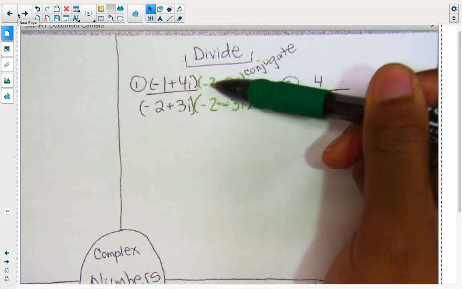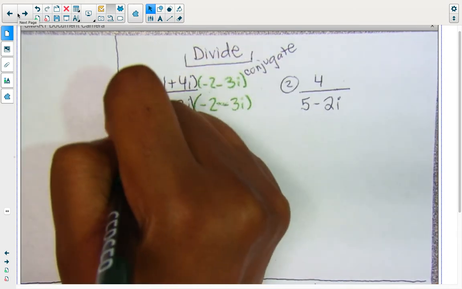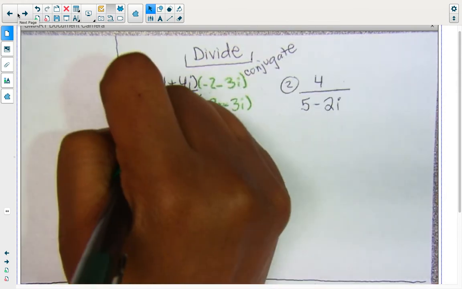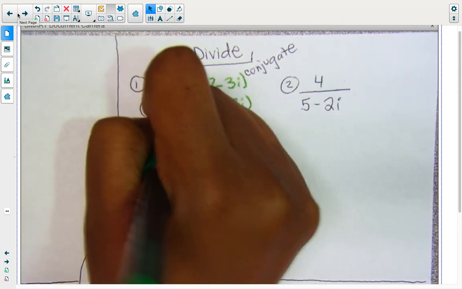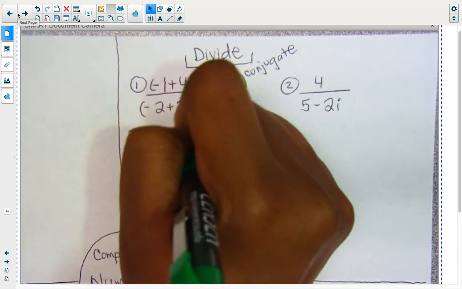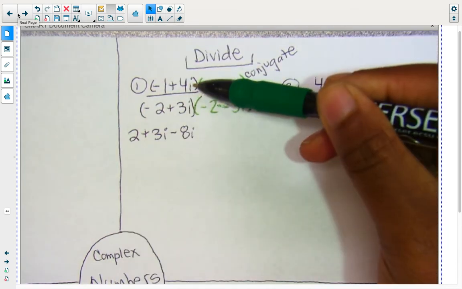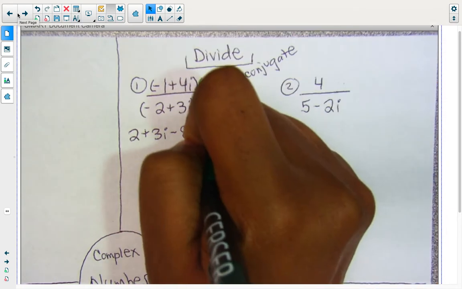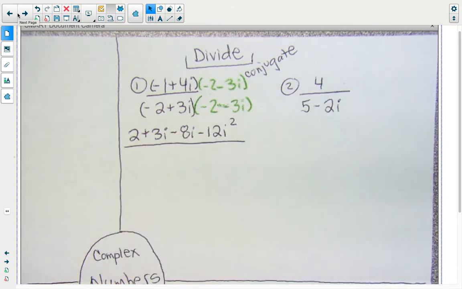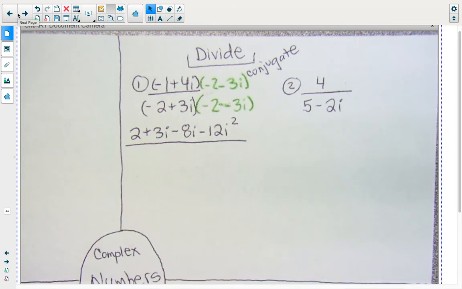So -1 times -2 is 2. -1 times -3i is positive 3i. 4i times -2 is -8i. And 4i times -3i is -12i squared. Draw my line. And I'm going to do the same thing on the bottom.